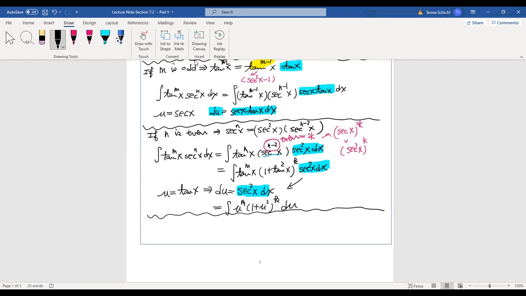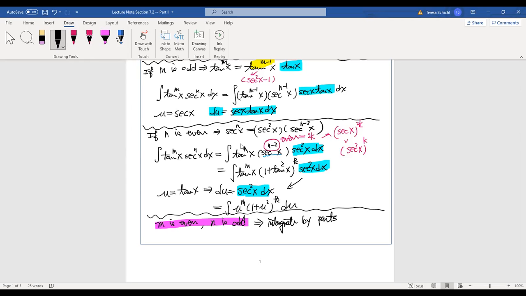How about if n is even and n is odd? This situation is a little bit difficult, and of course you need to use the identity, and then you probably need to do integration by parts to solve it.